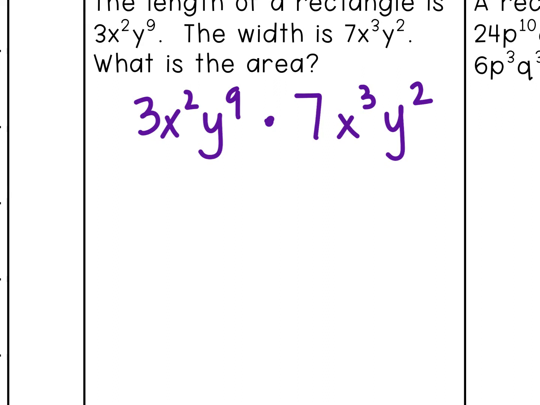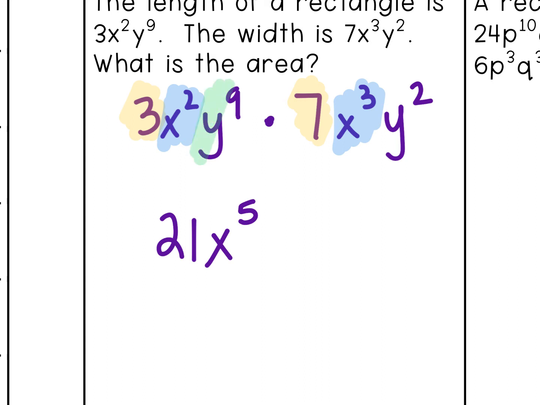So this is basically like the one that we just finished doing. I'm going to start by multiplying the first numbers. 3 times 7 is 21. Next, I'm going to go to the x's. So x to the 2nd power times x to the 3rd power. When we multiply letters, we add their exponent. So 2 plus 3 is 5. And then last, the y's. So y to the 9th times y to the 2nd power would be y to the 11th power.